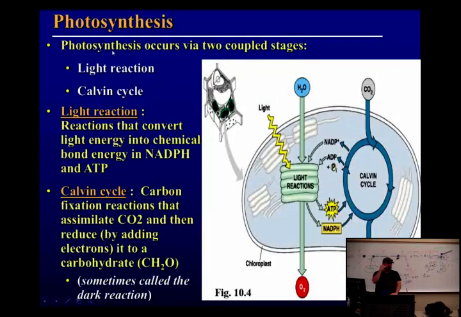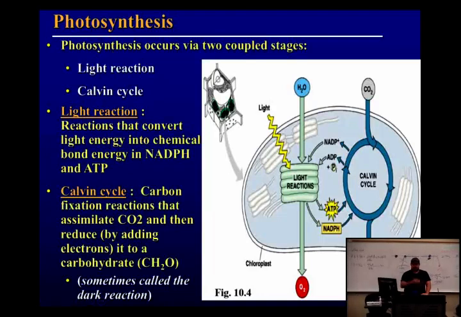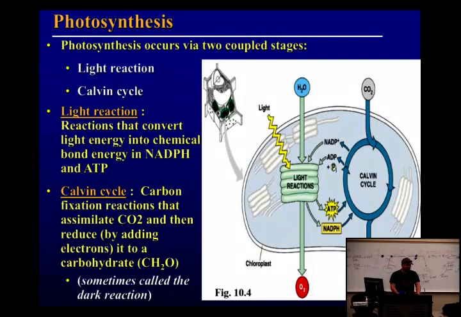So in photosynthesis, there's two reactions. There's a reaction that we call the light reaction, and then the other one that's called the dark reaction because it's evil. It's called the dark reaction because it doesn't require light. Right? The light reaction requires light. Dark reaction doesn't. It's also known as the Calvin cycle.